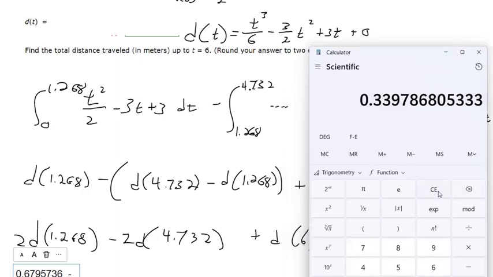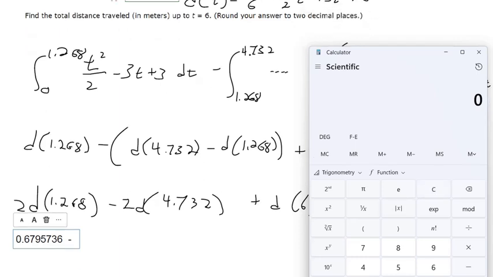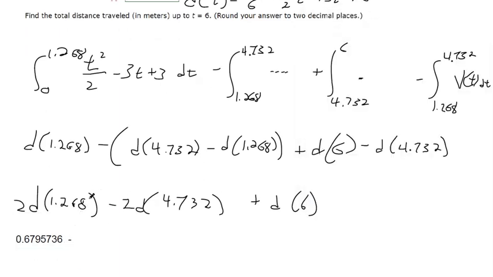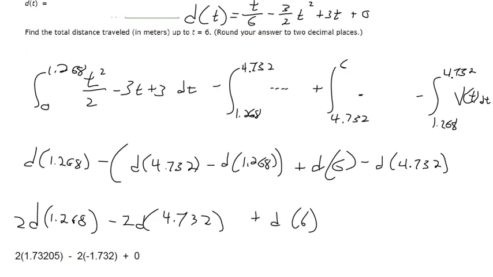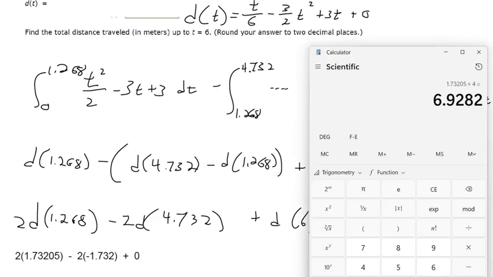Okay, so I plugged it in incorrectly here, so I'm going to pause the video. All I'm doing is plugging 1.268 into d of t. I'm going to plug 4.732 into d of t. I'm going to plug 6 into d of t. Here's what I got, which when you add those together, that's 6.93 to the second decimal place.